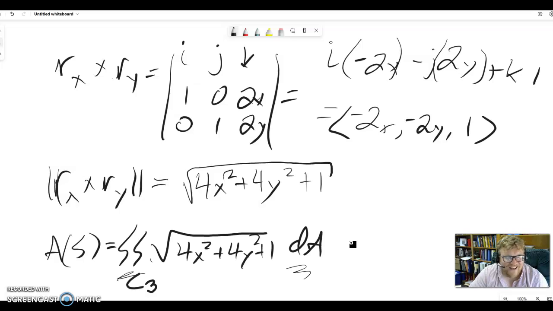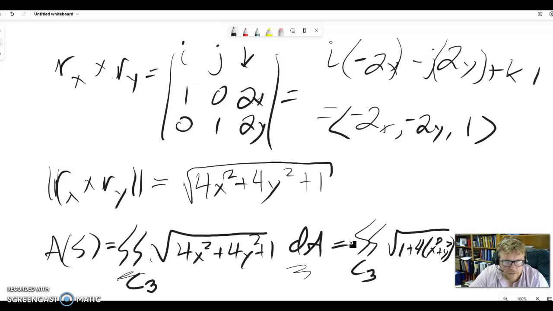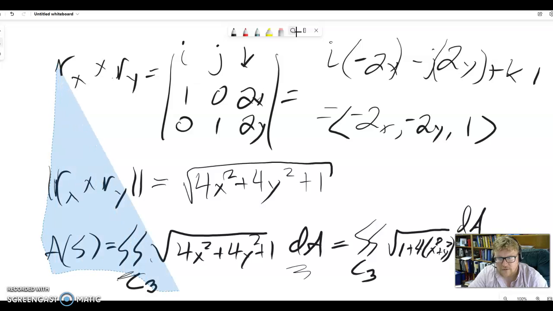Maybe I'll write something suggestively here before I erase everything. It's a circle of radius 3, and it's the square root of 1 plus 4 times x squared plus y squared, dA. Alright, so keep that in mind. That's what we're going to do. That's where I'm going to start on the next line here, but let's try to erase successfully this time.